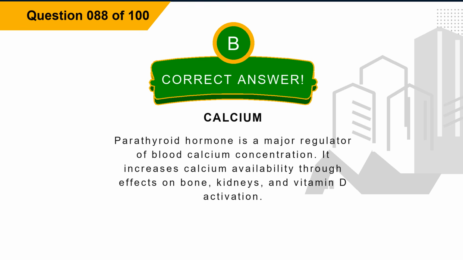Parathyroid hormone is a major regulator of blood calcium concentration. It increases calcium availability through effects on bone, kidneys, and vitamin D activation.